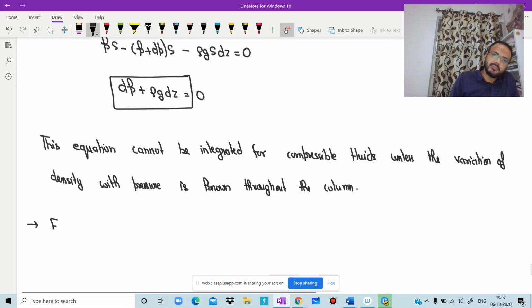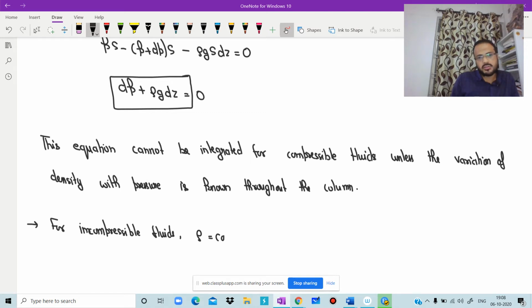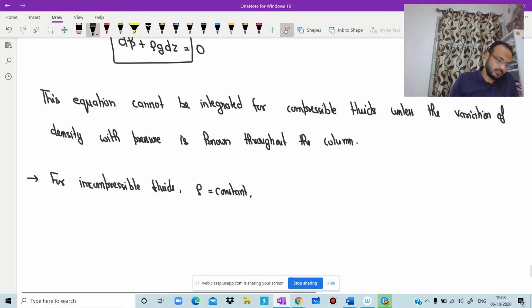But we know that for incompressible fluids, rho is constant. If the value of rho is equal to constant, then after integration you will get P by rho plus gz is equal to constant.